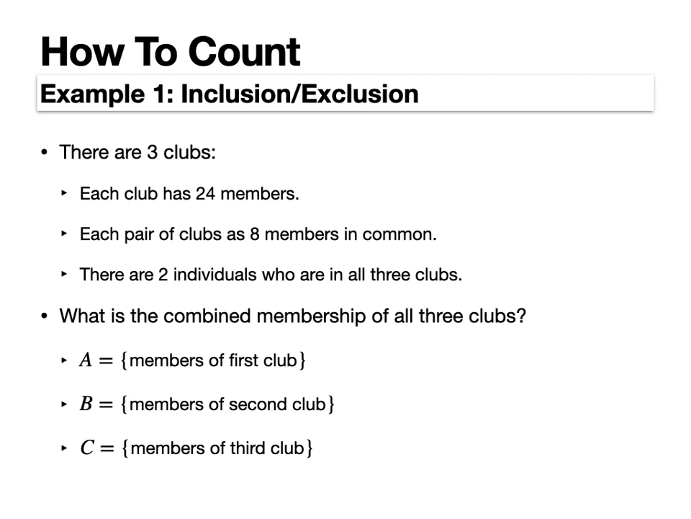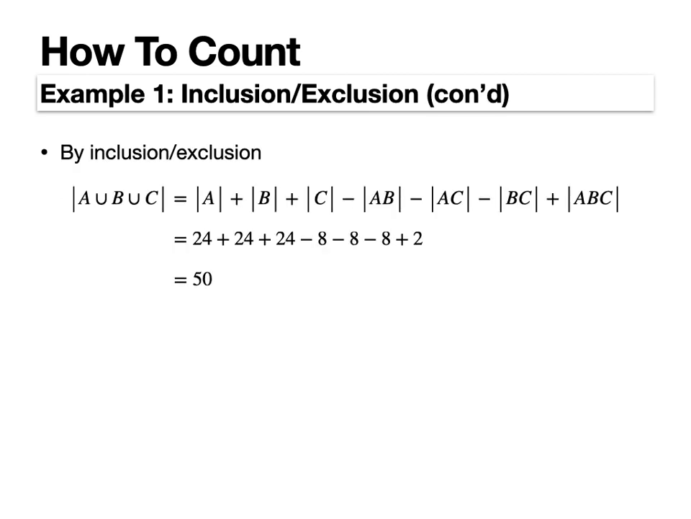So let's use some notation here. Let A be the set of members of the first club, B represents the members of the second club, and C represents the members of the third club. What we're after here is the cardinality of the union of those 3 sets. By inclusion-exclusion, that's given by our formula there: the sum of the cardinalities minus the cardinalities of all pairwise intersections, and then plus the cardinality of the three-way intersection.